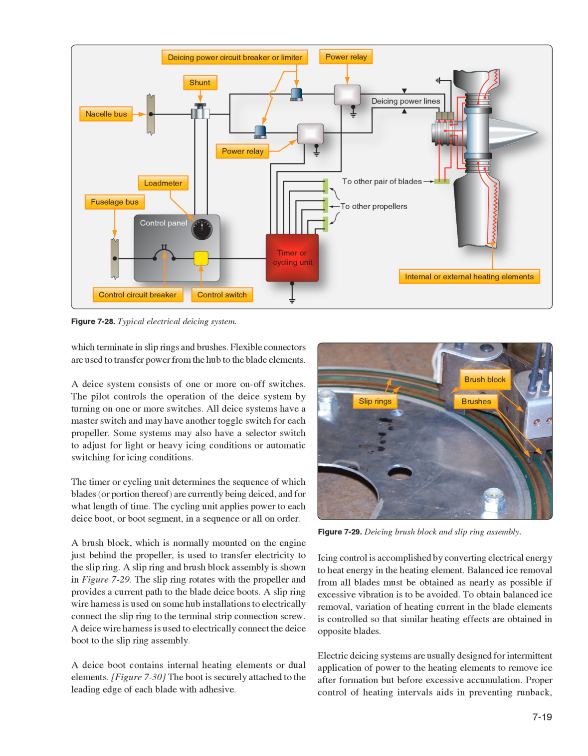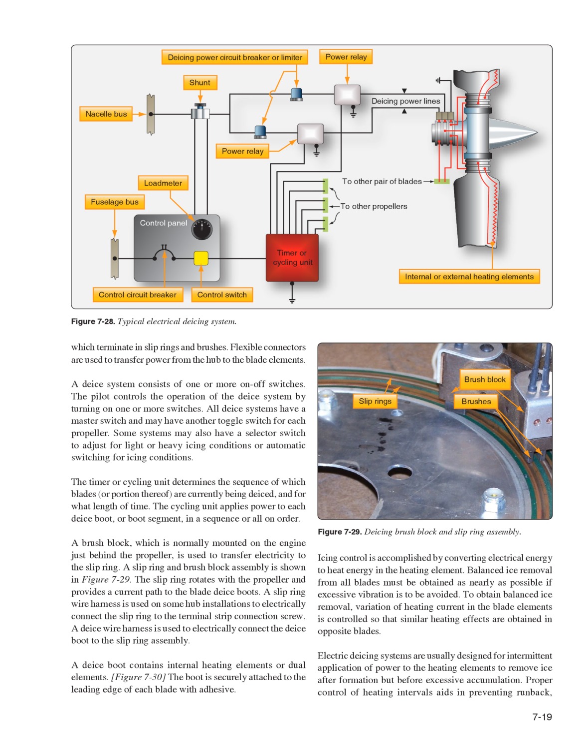A brush block, which is normally mounted on the engine just behind the propeller, is used to transfer electricity to the slip ring. A slip ring and brush block assembly is shown in Figure 729. The slip ring rotates with the propeller and provides a current path to the blade deice boots. A slip ring wire harness is used on some hub installations to electrically connect the slip ring to the terminal strip connection screw.